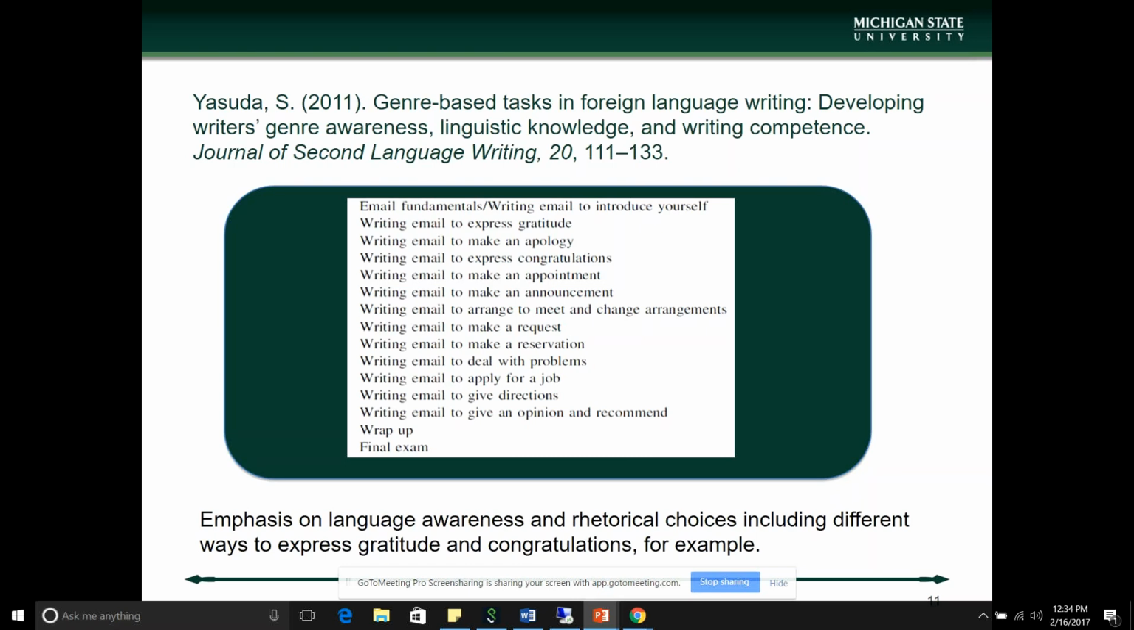So she had students throughout the whole semester, they were writing emails, she used models, she looked at the language being used in emails. That's the important part. She looked at the language.